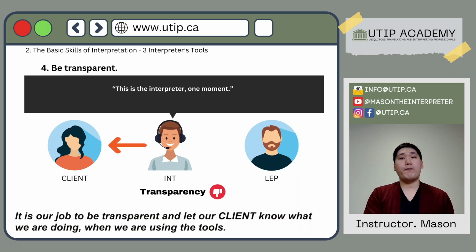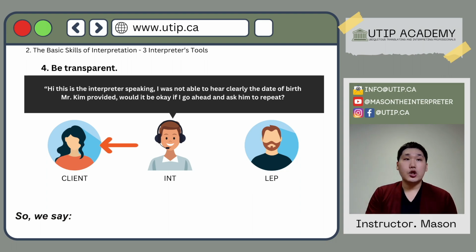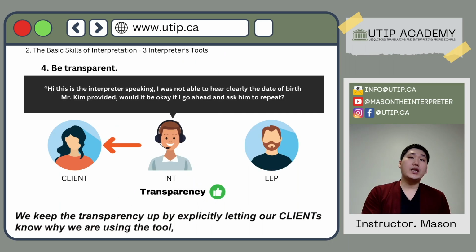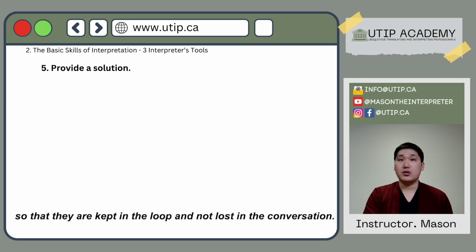When I say we're not being transparent, it means we are not informing our client clearly enough. It is our job to be transparent and let our client know what we are doing when we are using the tools. So we say, interpreter was not able to hear the date of birth Mr. Kim provided. Would it be okay if I ask him to repeat? This is how we are going to do it. We keep the transparency up by explicitly letting our clients know why we are using the tool so that they are kept in the loop and not lost in the conversation.